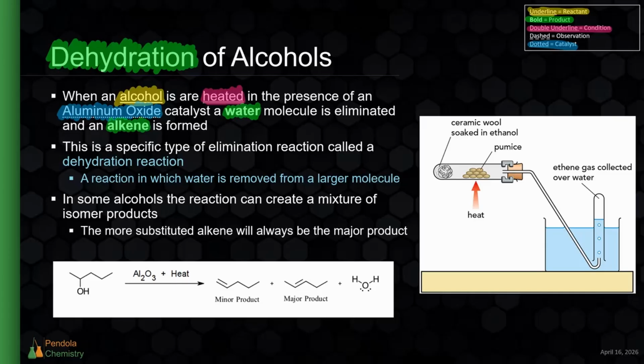Now we call this a dehydration reaction, but in reality, this is a type of elimination reaction that we learned earlier in chapter 14. So this is an elimination reaction, but the molecule that's eliminated is specifically water. And that's why we can call it a dehydration reaction, which is a specific subkind of elimination reactions. Now, in some alcohols, the reaction can actually form multiple products, a major and a minor product, because it can form isomers in the reaction.